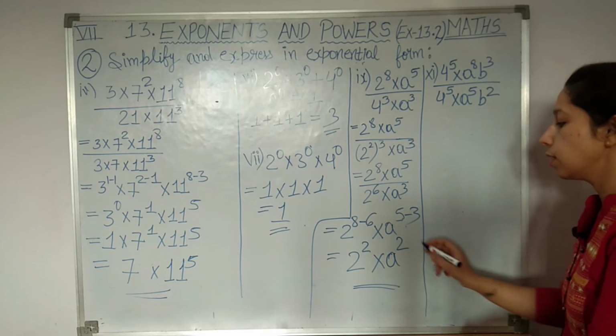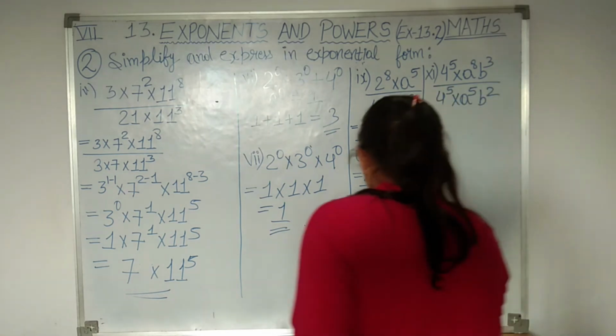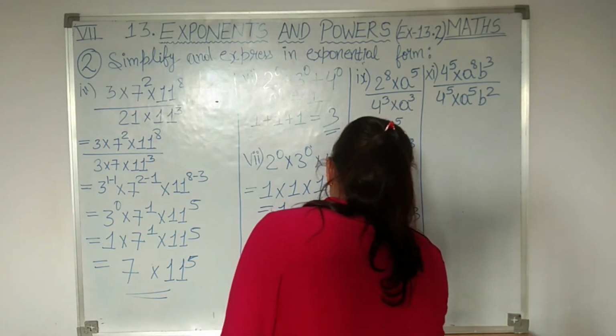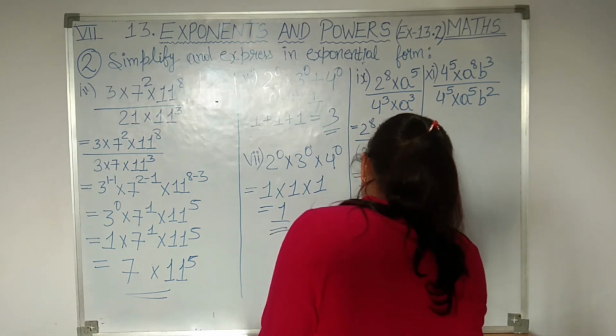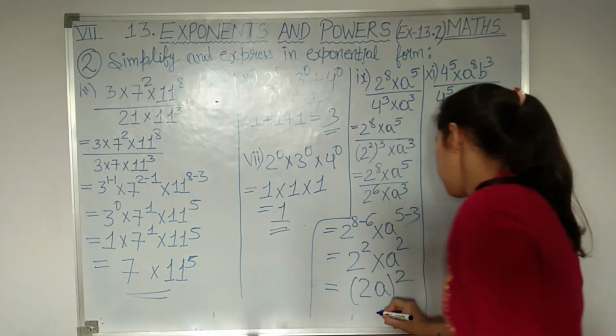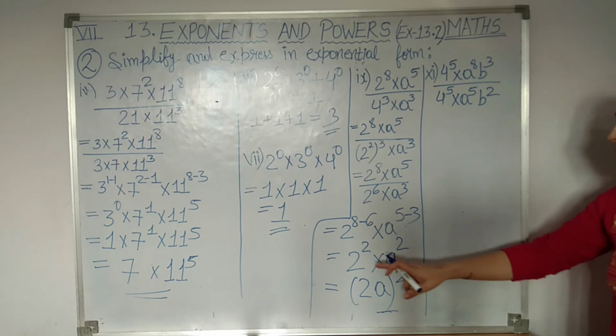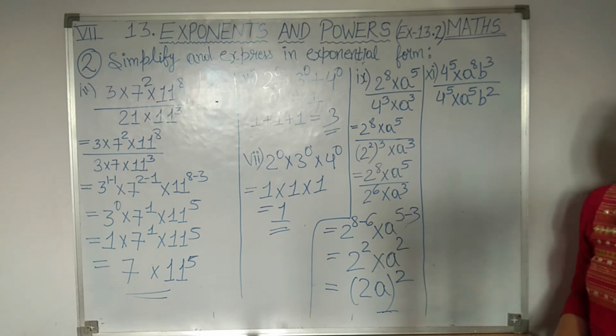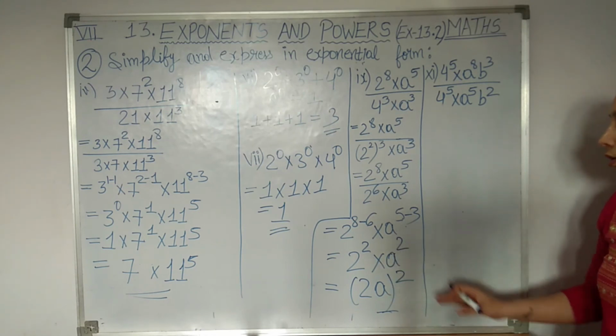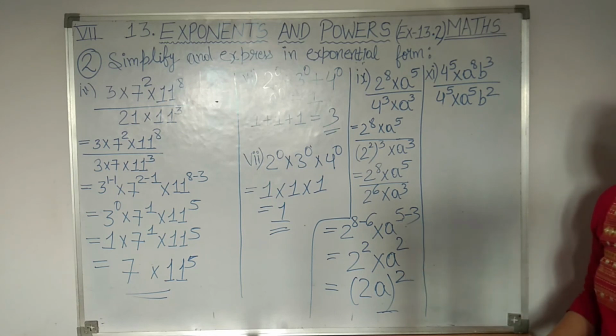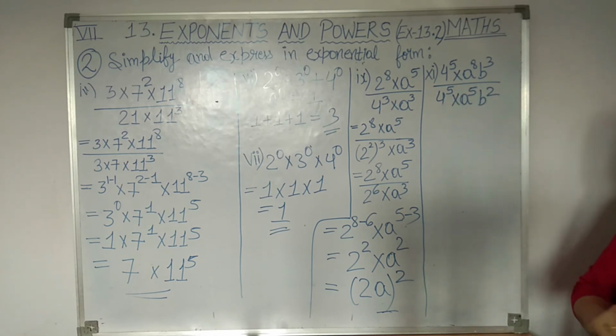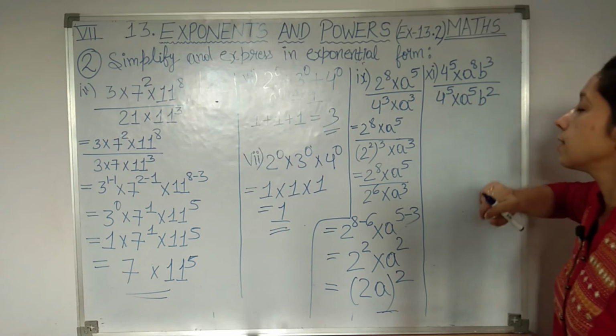Here again you can see the powers are same. So if you want, you can also write it as 2a whole square. Okay, we multiplied the different bases and the exponent we have taken as common. 2a raised to the power 2. Okay, let us see after this. Yeah, let us see 11th point.